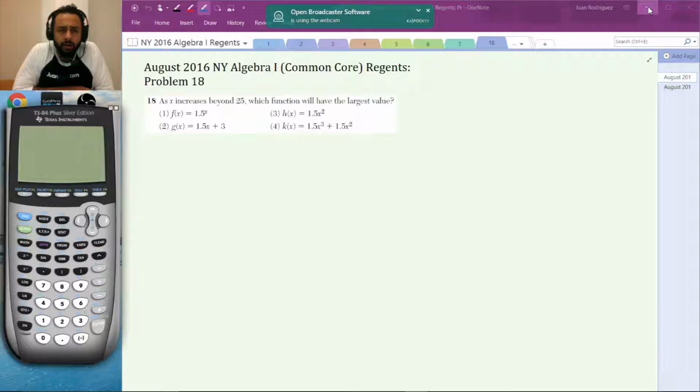Choice 1, f of x equals 1.5 to the x, or choice 2, g of x equals 1.5x plus 3, or choice 3, h of x equals 1.5x squared, or choice 4, k of x equals 1.5x cubed plus 1.5x squared.